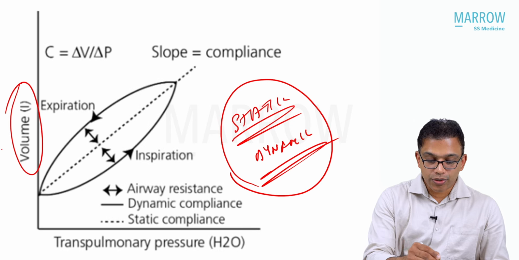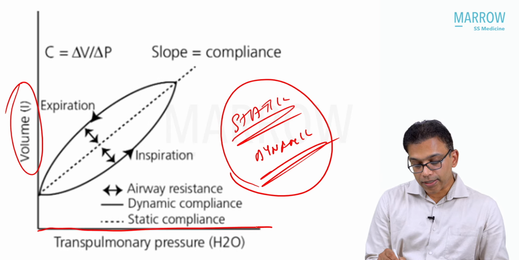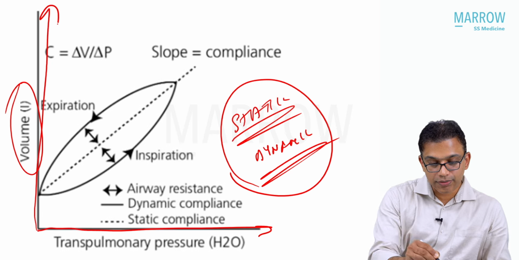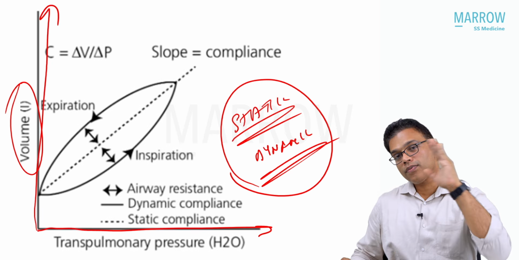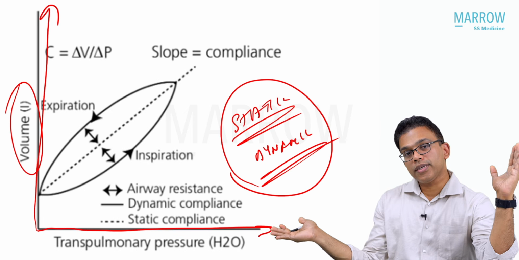So this graph also you should remember. This is the x-axis, the transpulmonary pressure, and this is the y-axis which is showing the change in volume. So what is compliance? How much change in volume of the lungs with respect to change in pressure.